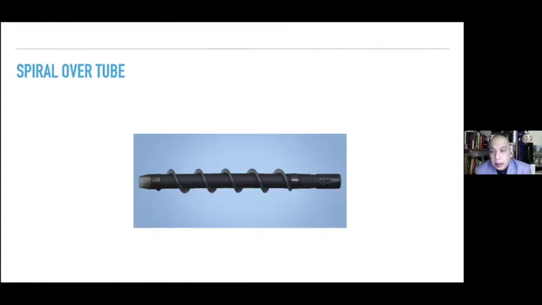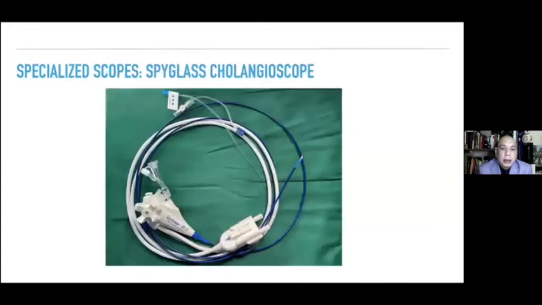This is just how it looks like. This turns the small bowel into the spiral, and then you'll be able to go down the small bowel. Olympus has a mechanized spiral overtube or spiral scope or spiroscope. So this is how the spiroscope would generally look like.